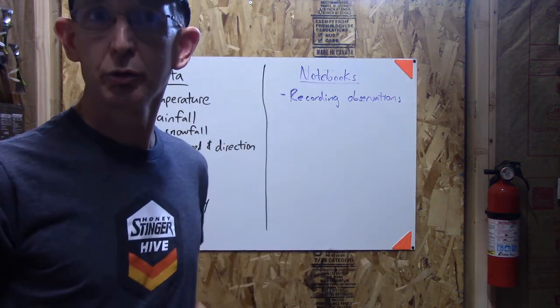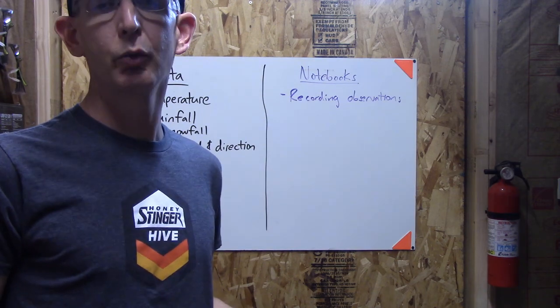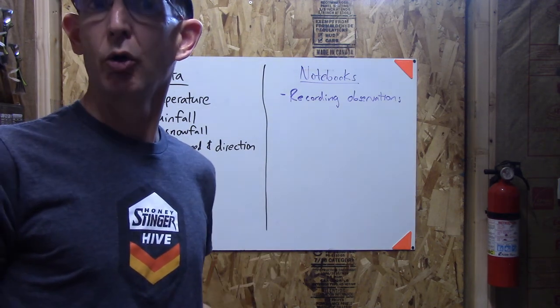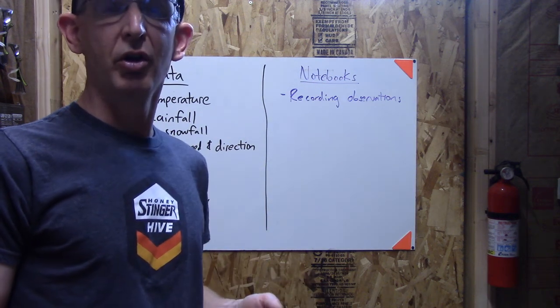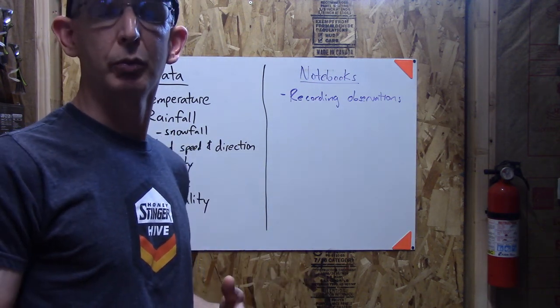We could write down what the temperature is every day at noon, or we could write down what the wind speed is, or how much rainfall we get every day as part of the CoCoRaHS network. I'll show you that one. It's actually very cool and very easy for kids to participate in.